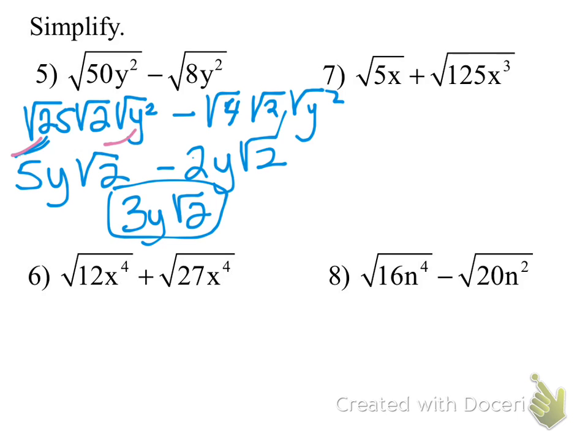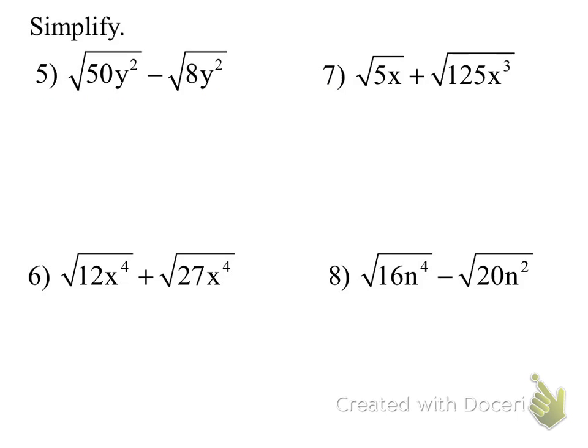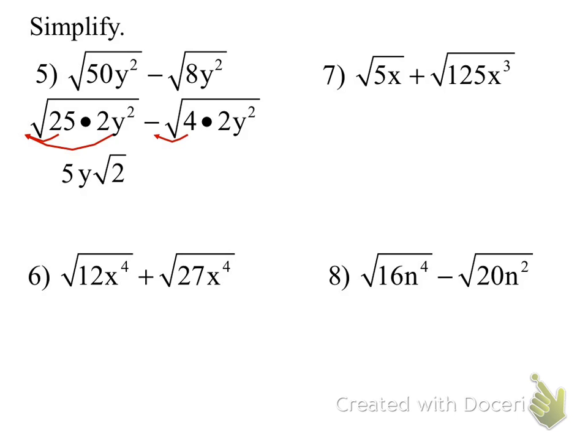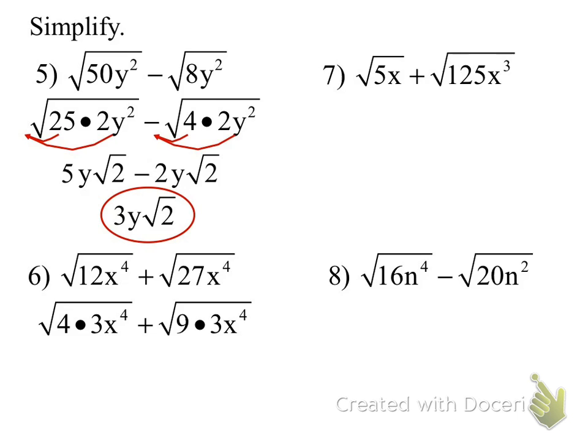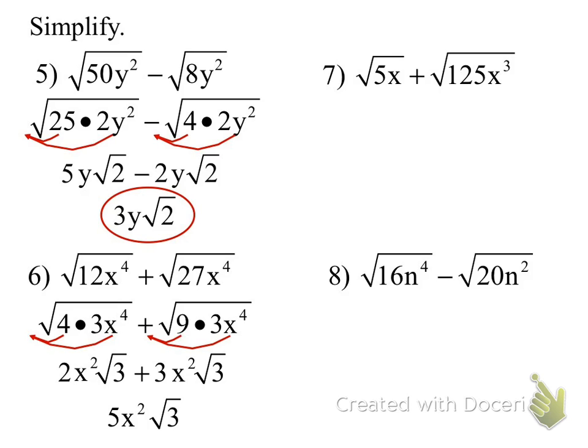All right, so let's check our work. So on number 6, we're breaking it down into 4 times 3x to the 4th. We can take out a 2 out of the 4, and an x squared out of the x to the 4th. And then I'm left with radical 3. I can take out a 3 and an x squared, and I'm left with a radical 3. And we end up with 5x squared radical 3.